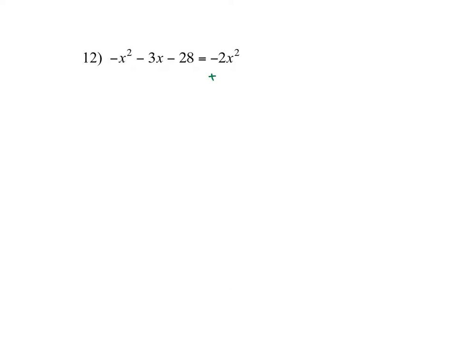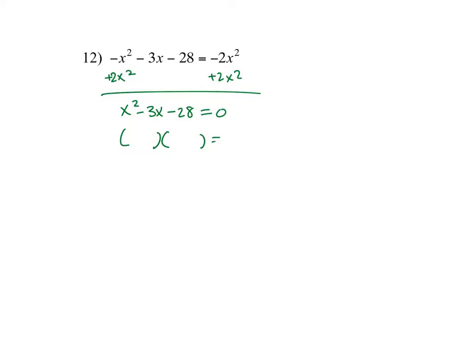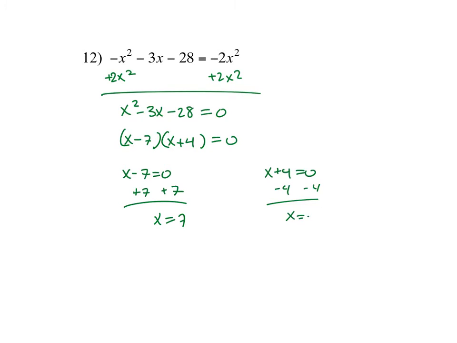So the next one, first I'm going to add 2x squared. So I have x squared minus 3x minus 28 equals 0. So this is x minus 7 times x plus 4. So x minus 7 equals 0. Plus 7, x equals 7. x plus 4 equals 0, so minus 4, x equals negative 4.